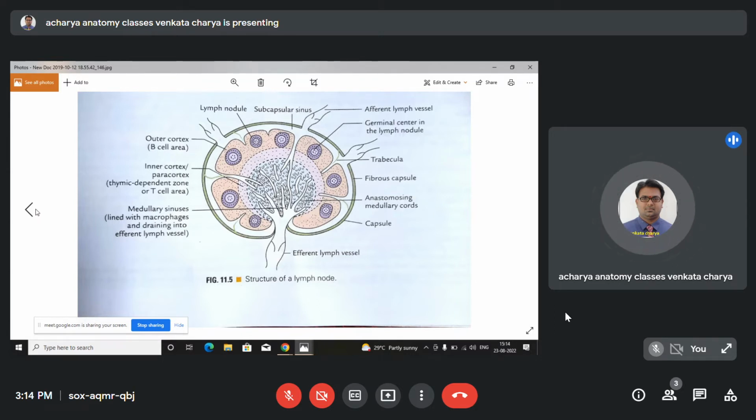So these fully matured lymphocytes are present in the cortex area. Here in the cortex there are two areas, outer cortex and inner cortex. In the outer cortex there is a presence of B lymphocytes. So B lymphocytes are present in the outer cortex area.